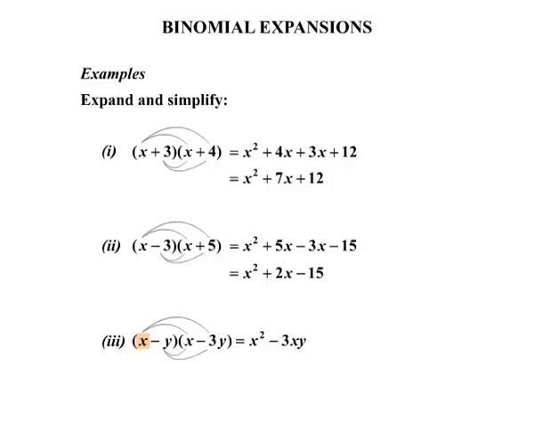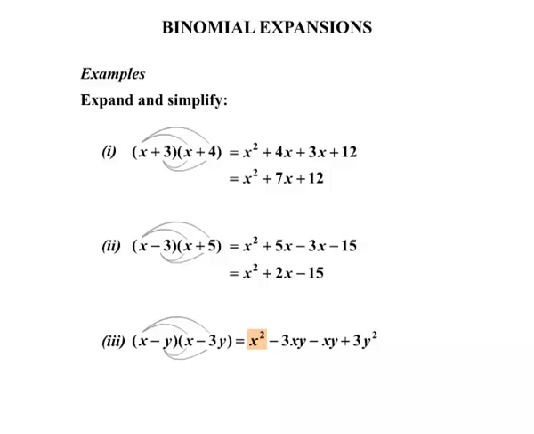The x now is done, so we move on to the minus y. Minus y times x, minus xy. And finally, minus y times minus 3y, well, two minuses will make a plus. We will get plus 3y squared. Terrific. Now let's have a look, collecting like terms.